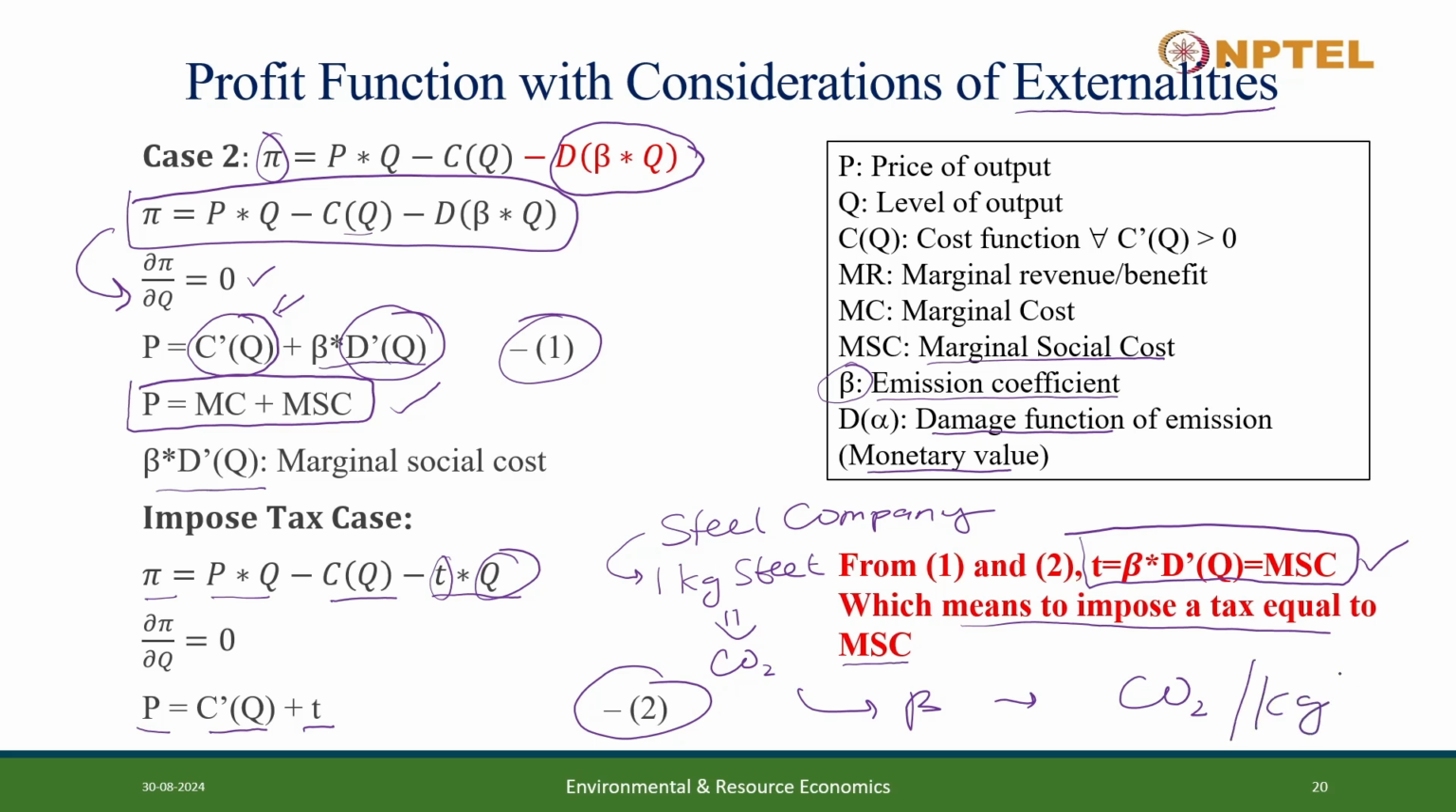Is it clear? Yes, ma'am. So for each unit of production, what is the level of emission? It can be CO2 or any other pollutant. However, in general, it is pollution per unit of production. Is it clear? Yes, ma'am. Okay. Thank you. Anyone else?